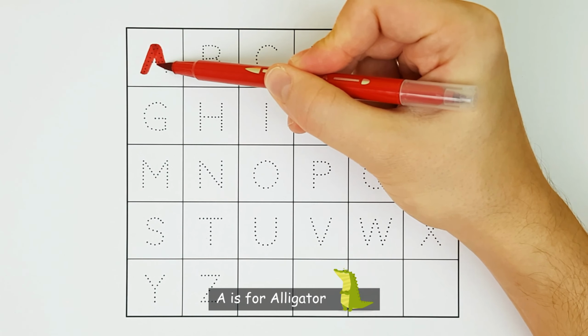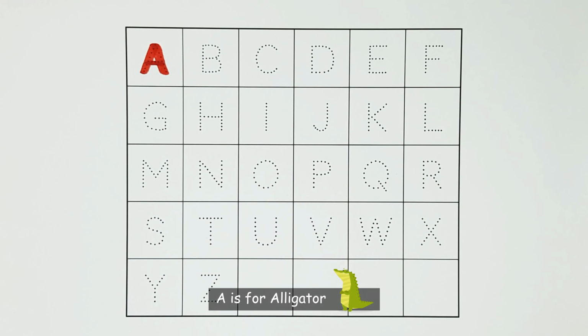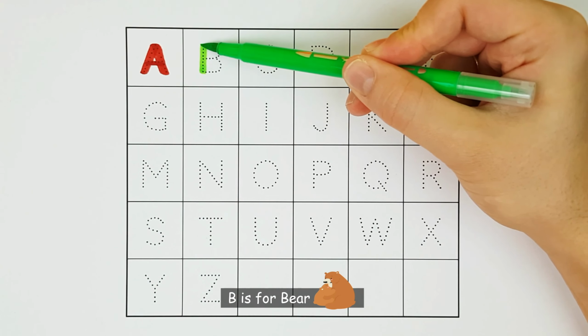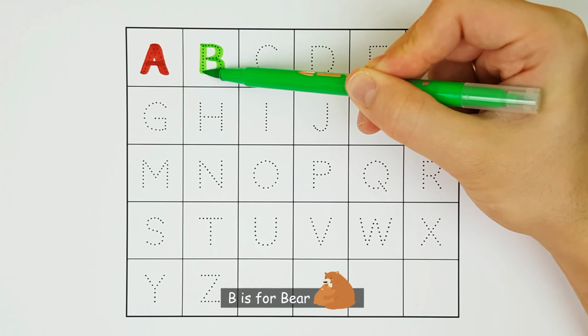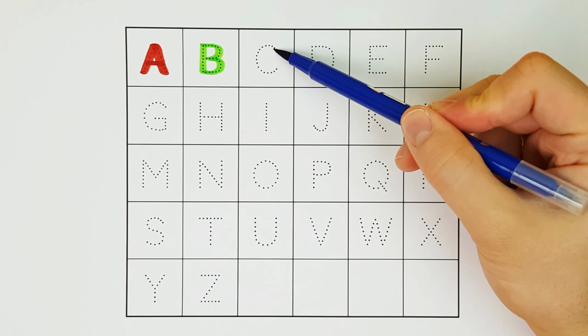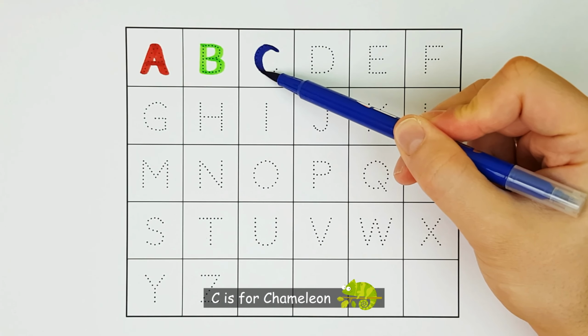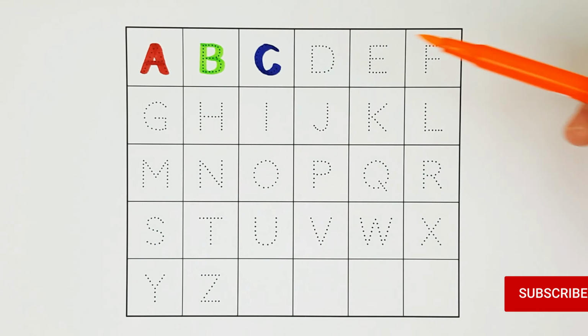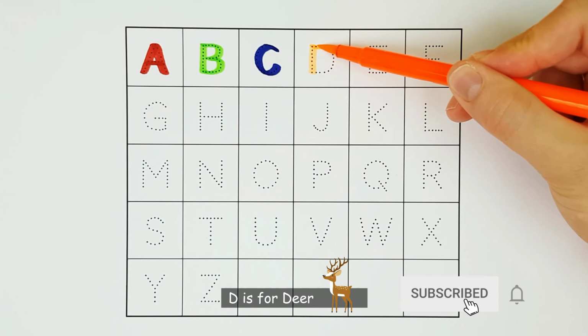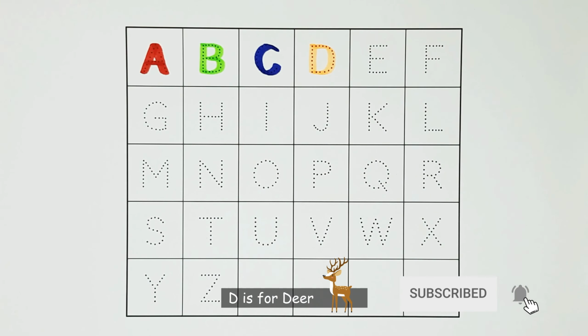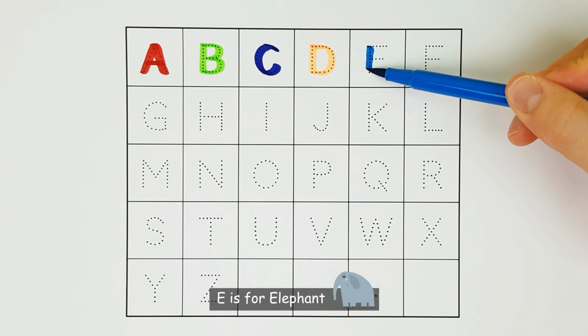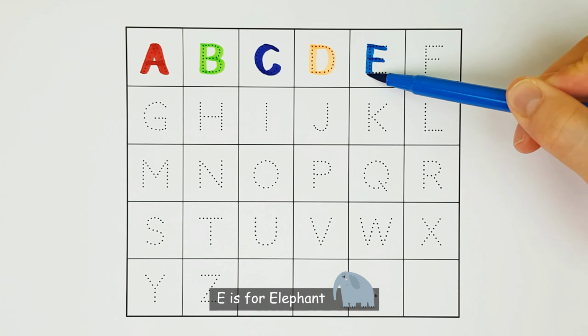A. A is for alligator. B. B is for bear. C. C is for chameleon. D. D is for deer. E. E is for elephant.